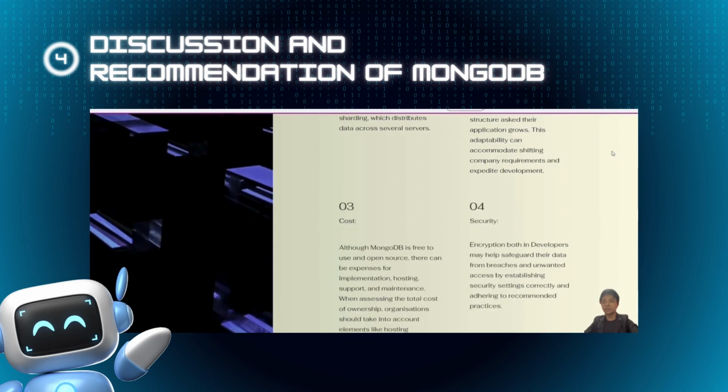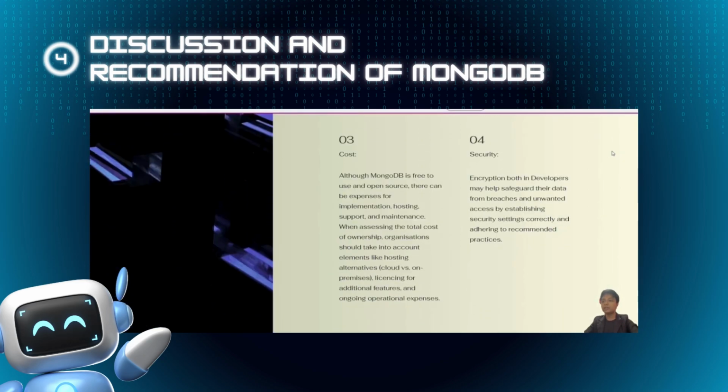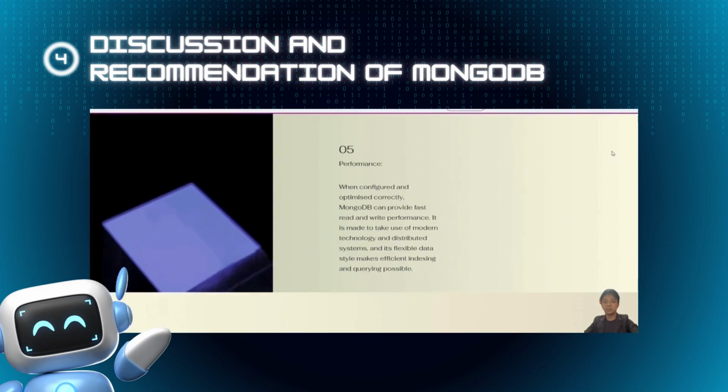Third one is cost. Although MongoDB is free to use and open source, there can be expenses for implementation, hosting, support, and maintenance. When assessing the total cost of ownership, organizations should take into account elements like hosting alternatives. The fourth one is security. Encryption and proper security settings may help safeguard data from breaches and unwanted access, by establishing security settings correctly and adhering to recommended practices.